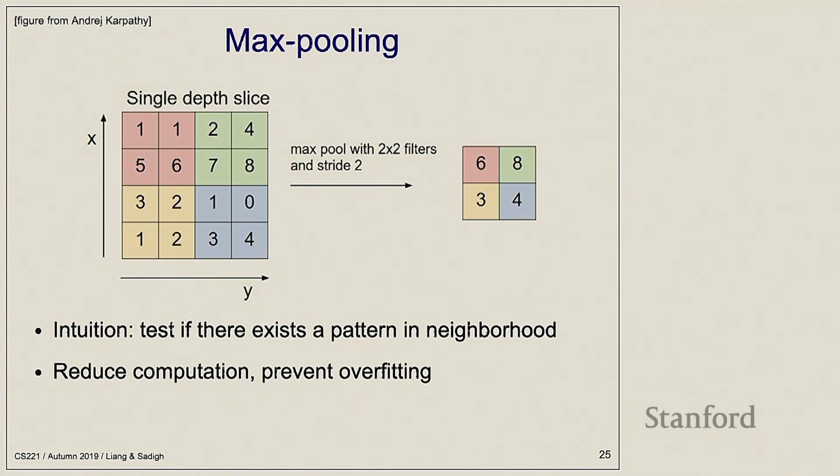And it's also helpful because, remember, at the end of the day, we want to do classification or regression or something. We want to get this thing down to a very small number of numbers. And if we have this huge high-dimensional volume, then any way we can reduce its size is good.